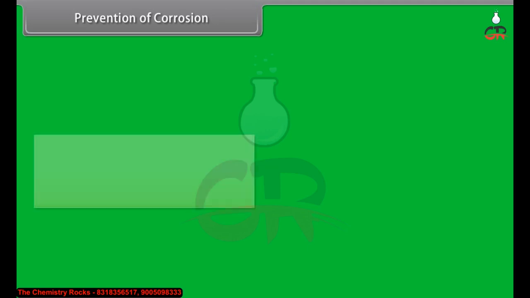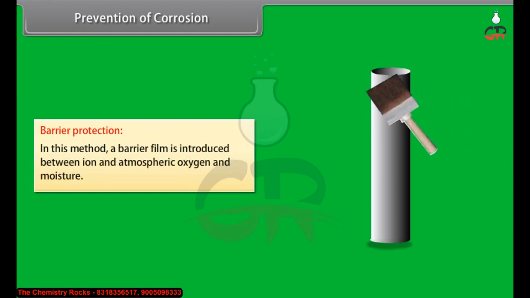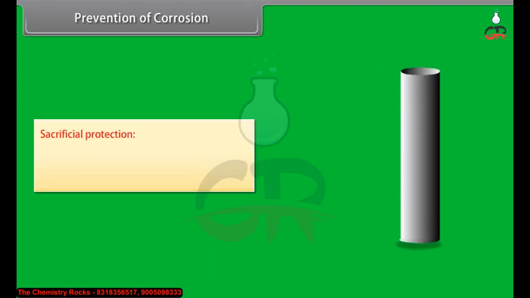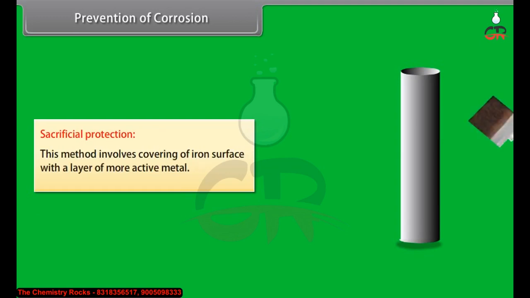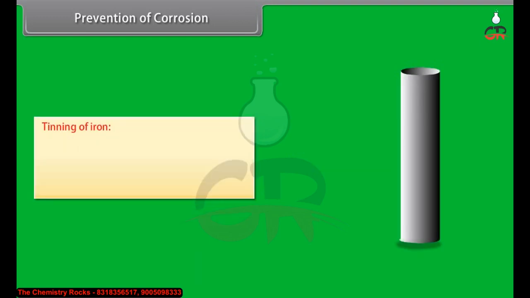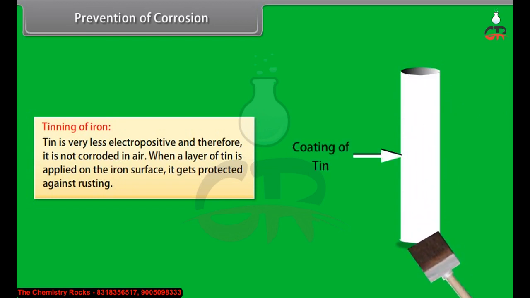Barrier protection. In this method, a barrier film is introduced between iron and atmospheric oxygen and moisture. Sacrificial protection. This method involves covering of iron surface with a layer of more active metal. Tinning of iron. Tin is very less electropositive and therefore it is not corroded in air. When a layer of tin is applied on the iron surface, it gets protected against rusting.